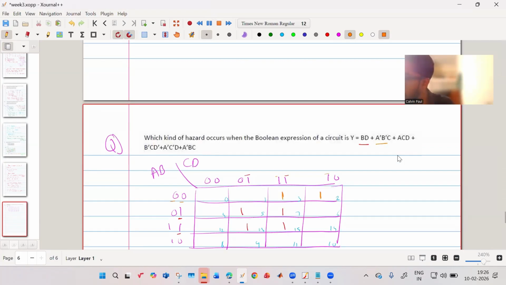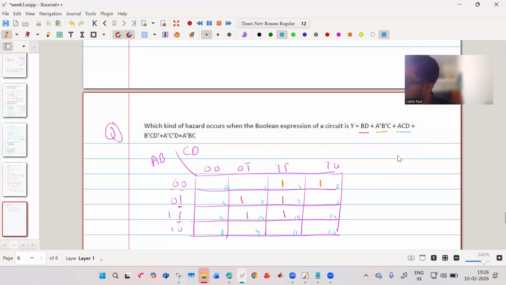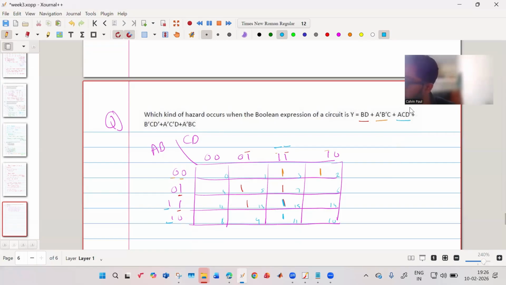Next we have ACD. That means A is 1, and C and D are also 1, so this one and this one. Then you have B prime CD prime. CD prime is this, and B prime means you have this 0 and this 0. That's why this is 1 and this is 1.